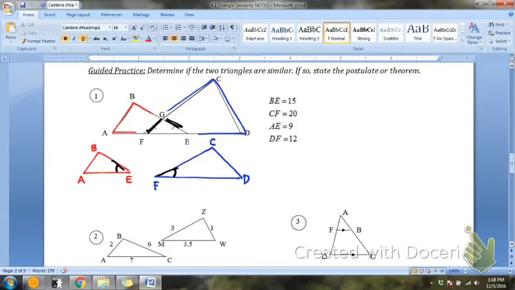All right, so now let's label our diagram with the information over here. So let's label the diagram that we've drawn separately. We know that BE is 15 and CF is 20. AE is 9 and DF is 12.